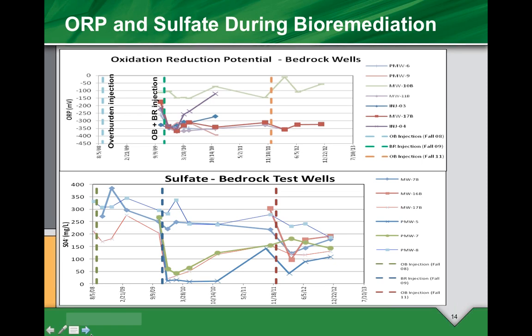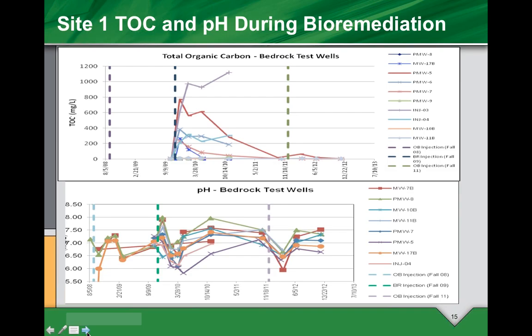In the bottom graph, you can see similarly sulfate reduction in almost all the wells. There are one or two wells up here that are back up in the overburden test area, so they didn't directly have a bedrock application and were not in the flow field of application. If we go to our next slide, on slide 15, we have some more geochemical indicators in our bedrock area.